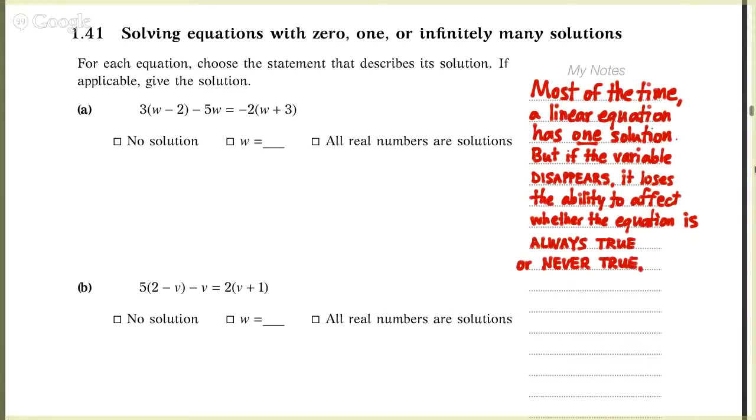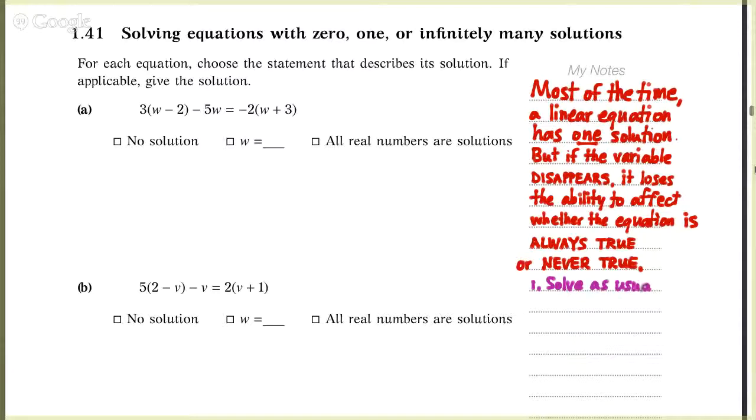Therefore, when the variable disappears, it means that the original equation is either always true, in other words, always balanced regardless of what value that variable had, or it's always false, in other words, always imbalanced regardless of what value the variable originally had. So we're going to end up with an equation which was either always true from the beginning, or which was never true from the beginning.